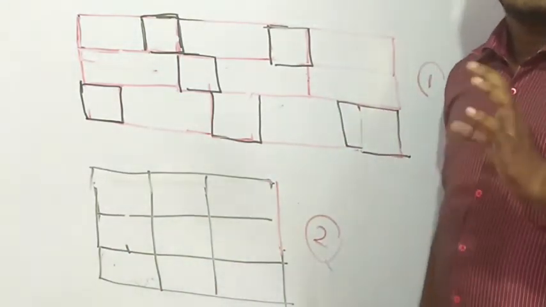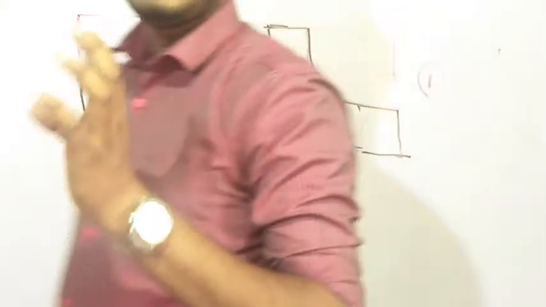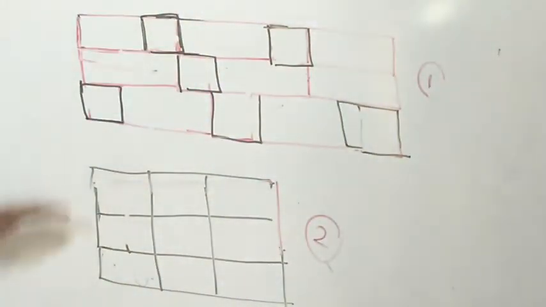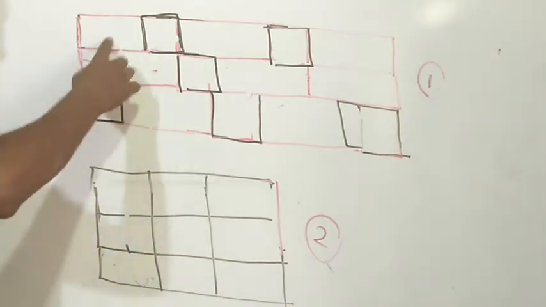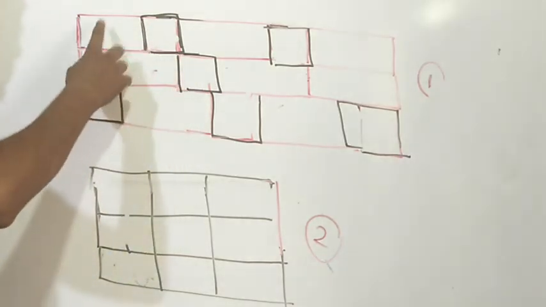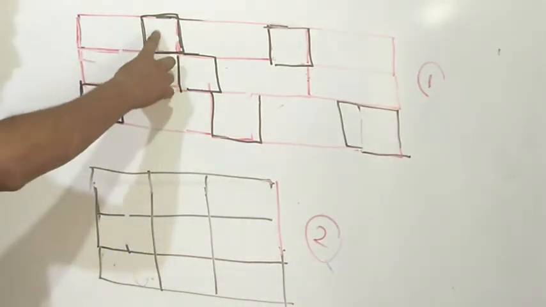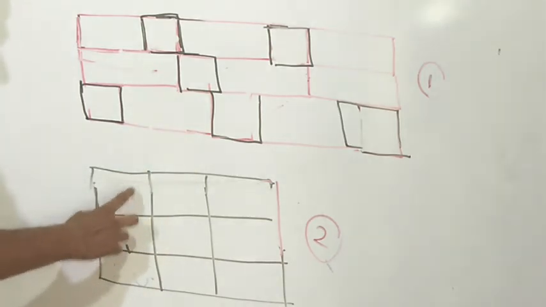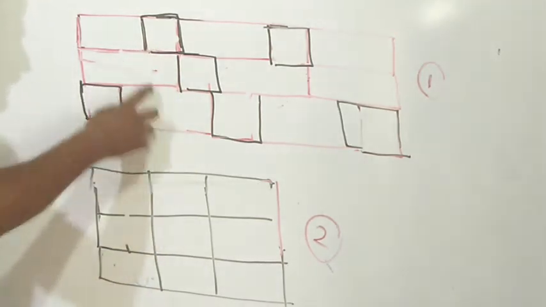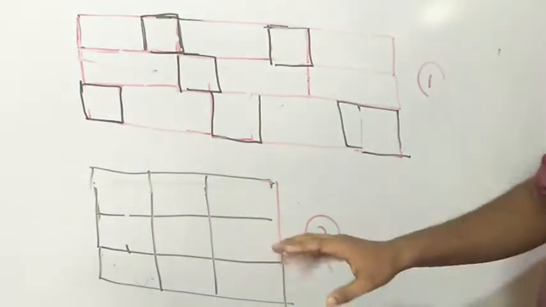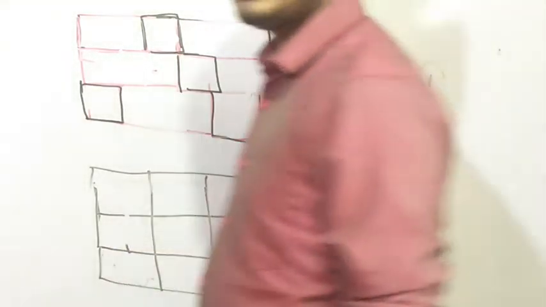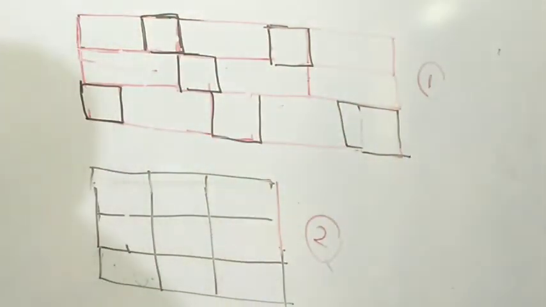So you can see two main differences between these two kinds of design. In the first one, you saw that they have used two kinds of shapes: one is a rectangle, the other is a square. Here only rectangles have been used. In both of these, marked as number 1 and number 2, you can clearly see that no spaces or gaps are there.